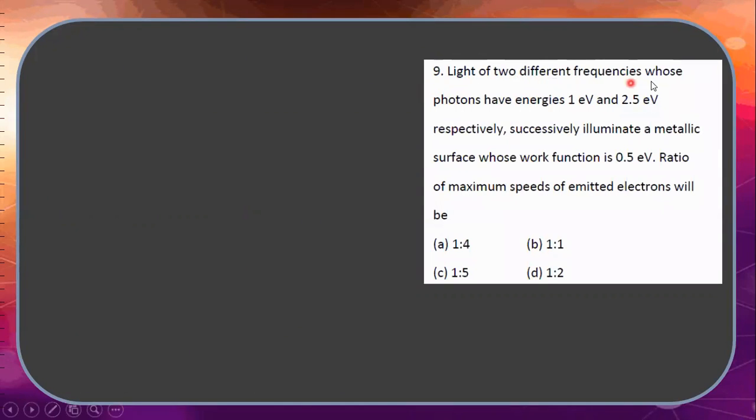Light of two different frequencies, whose photons have the energies 1 electron volt and 2.5 electron volt respectively, successively illuminate a metallic surface whose work function is 0.5 electron volts. The ratio of the maximum speed of the emitted electrons will be.